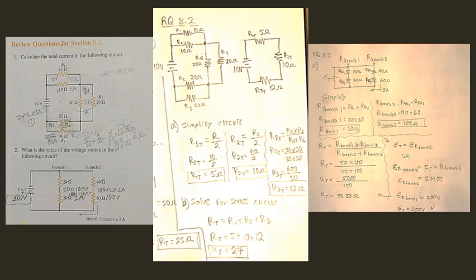So to simplify, the resistance at branch 1, if you want to follow number 2 on the right side of the screen, equals the resistor 1 at branch 1 plus the resistor 2 at branch 1. In this case, we have 20 ohms plus 30 ohms.